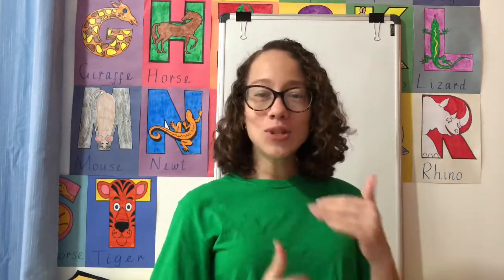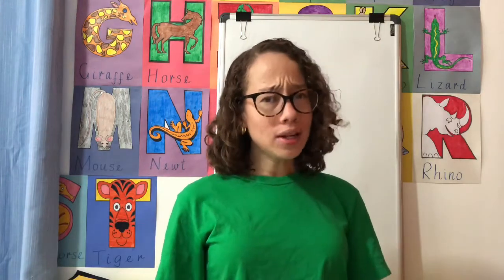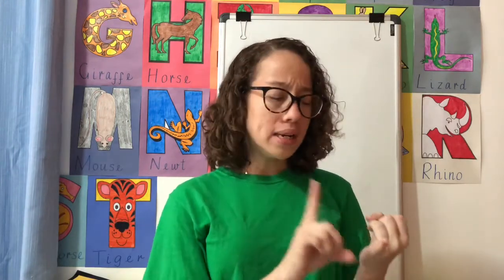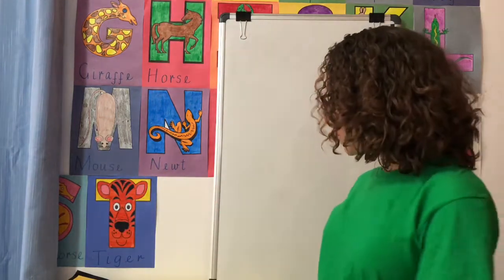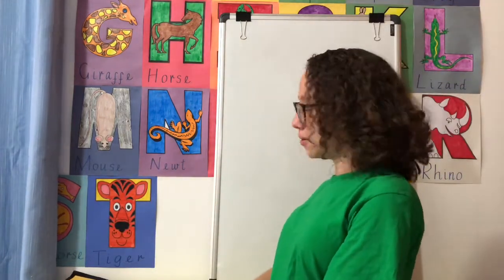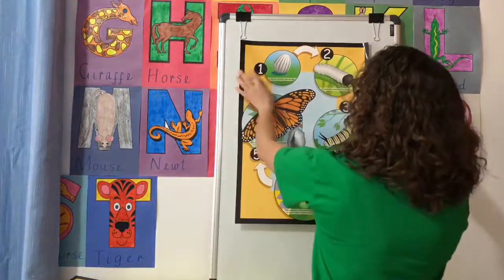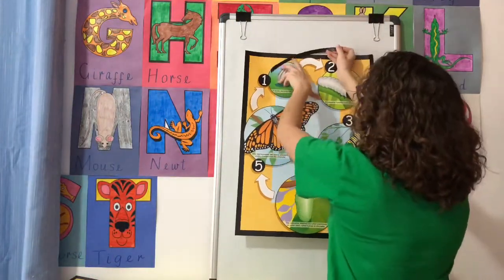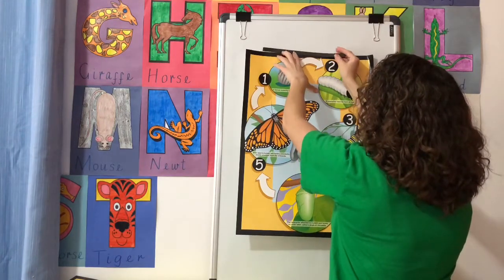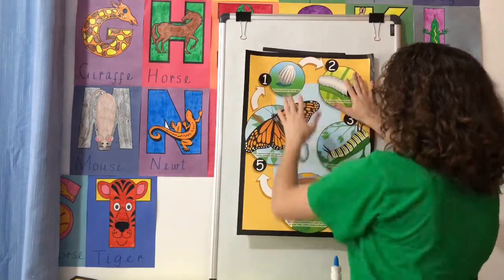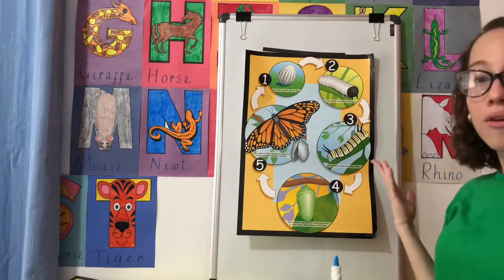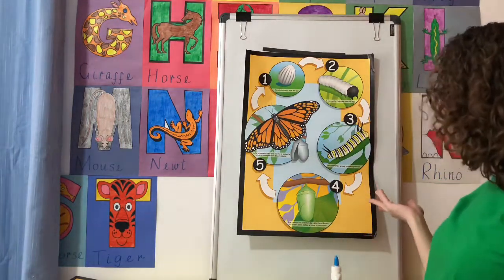Now, let's do a little review. In science, we learned about quite a few things. We looked at the different types of weather. Then we moved on to the first life cycle. And the first life cycle we learned about is the life cycle of the butterfly.